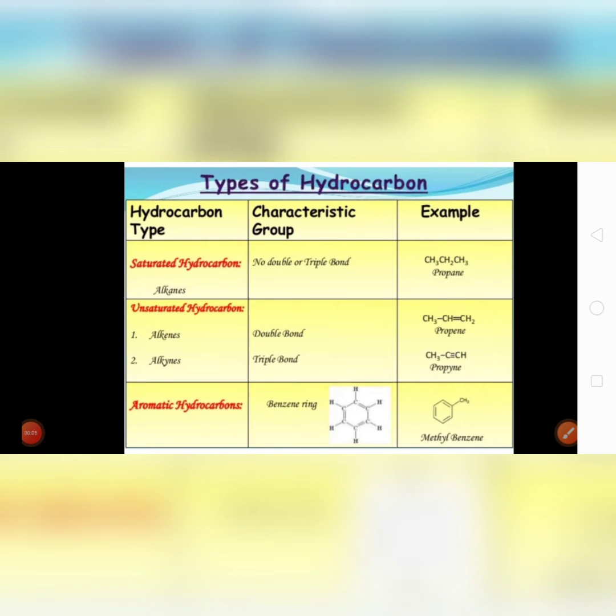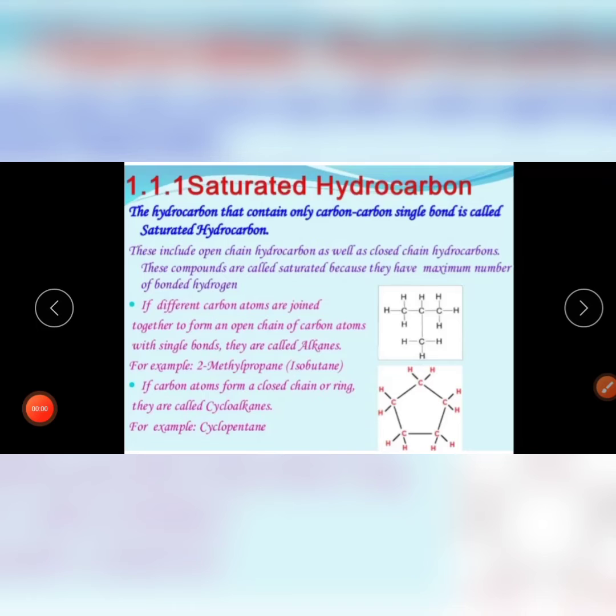Basically we have three types of hydrocarbons: first is saturated hydrocarbons, next is unsaturated hydrocarbons, and the last is aromatic hydrocarbons. Let us understand saturated hydrocarbons at the very first. Basically, the hydrocarbons which contain only carbon-carbon single bonds are called saturated hydrocarbons. As we can see on this slide, we have only carbon-carbon single bonds in this compound.